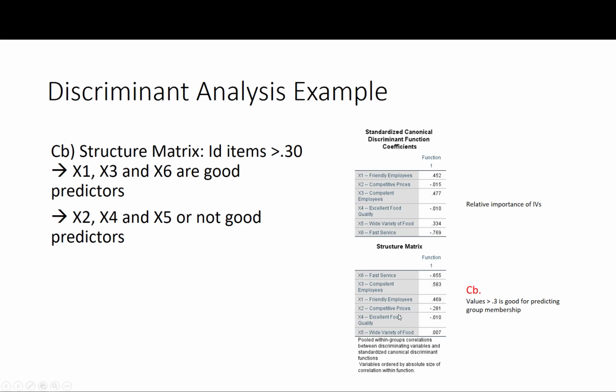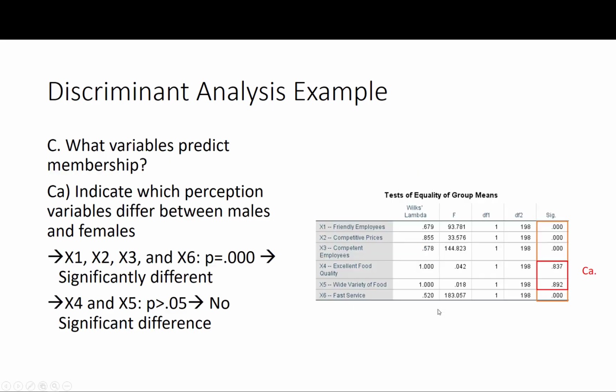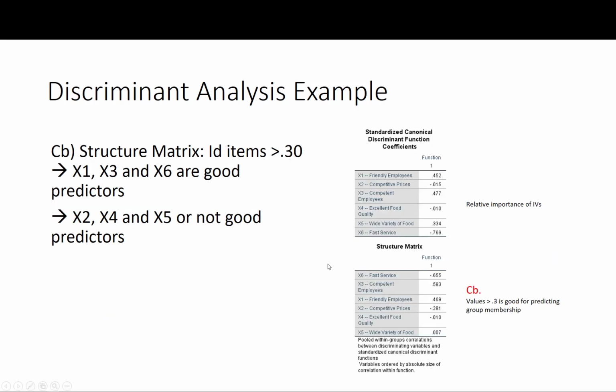But if we look at X2, which in our previous test was shown to have a significant difference between males and females, in the discriminant analysis output we see that it is not a good predictor of group membership at only 0.28, which is below our 0.3 cutoff. So therefore we say that X2 is excluded from predicting male and female group membership.